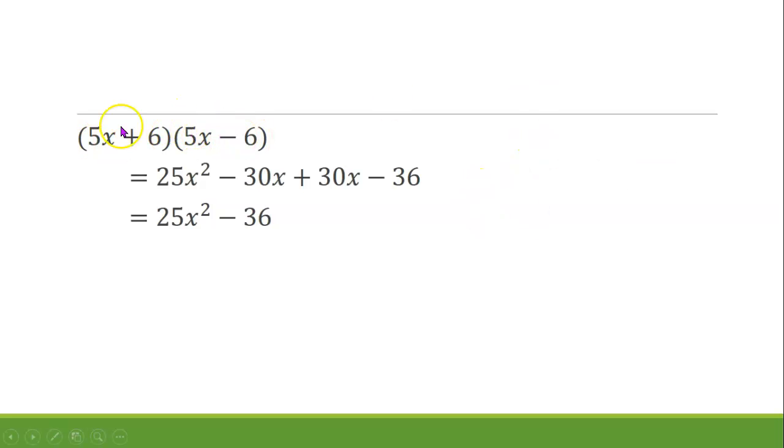Notice the special pattern here. These were both the same, except that one of them had a plus and one had a minus. So we ended up with the 5x times itself, and then minus 6 times itself.